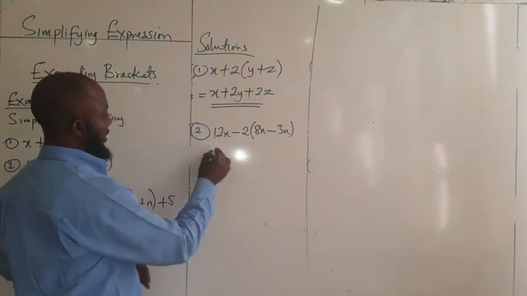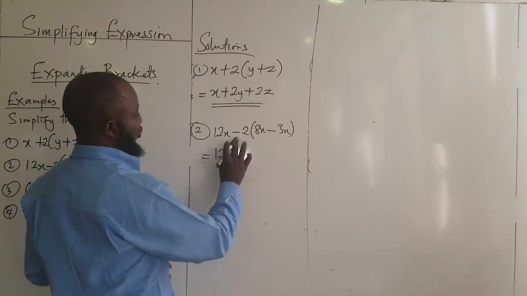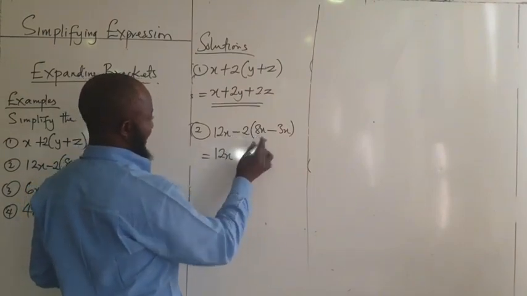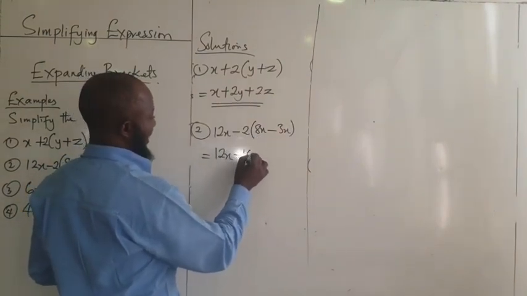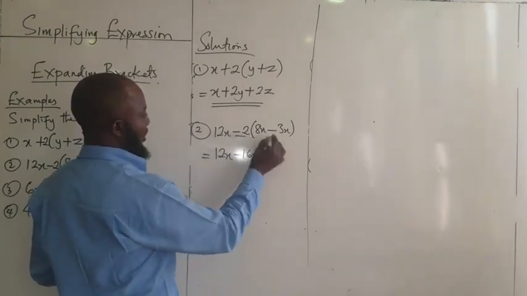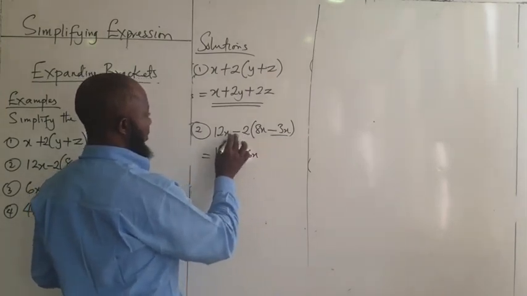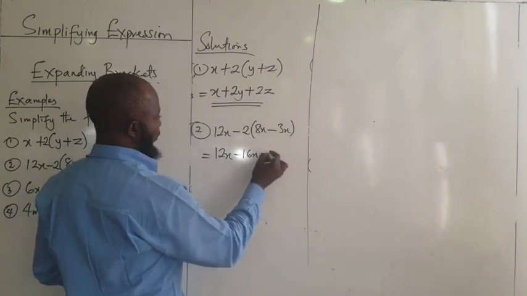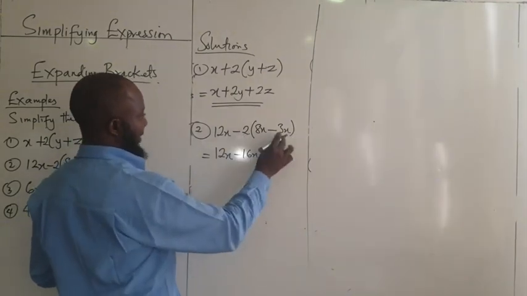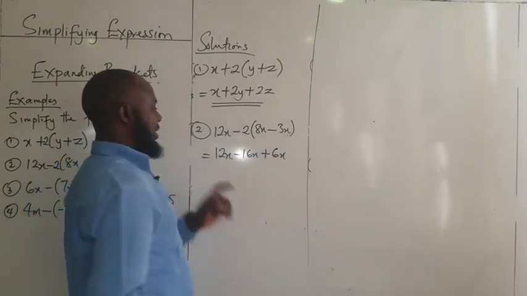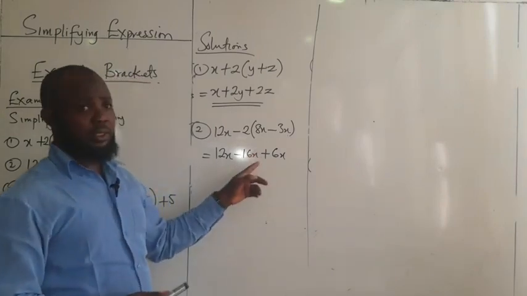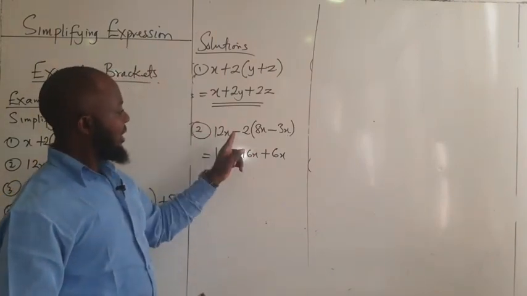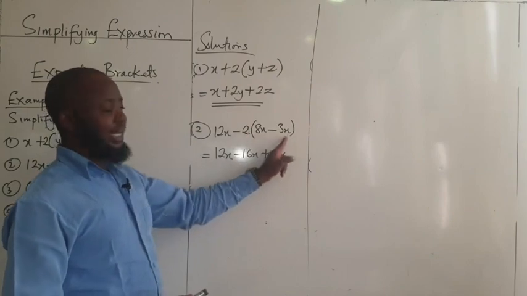So that means this is going to be 12x. Minus 2 multiplied by 8x is minus 16x. Then minus 2 multiplied by minus 3x: minus multiplied by minus gives us a plus, and 2 times 3x gives us 6x. Please, you have to be very careful with this. Make sure that the negative affects everything you have here.